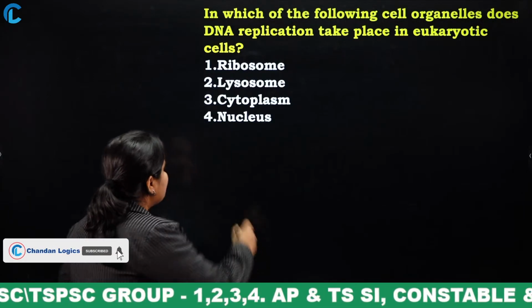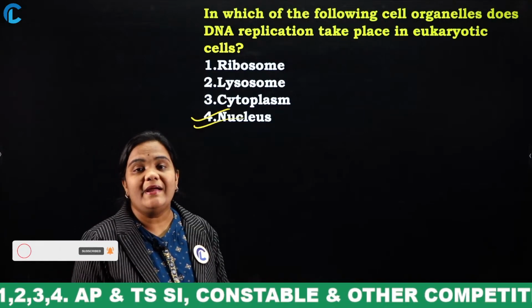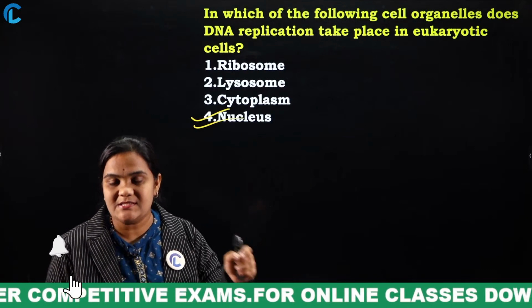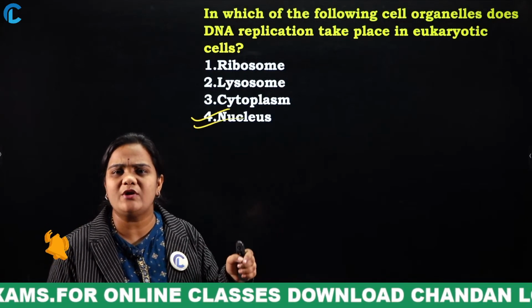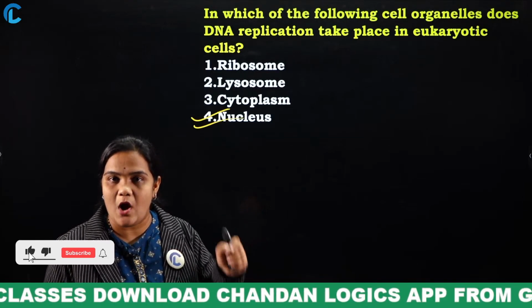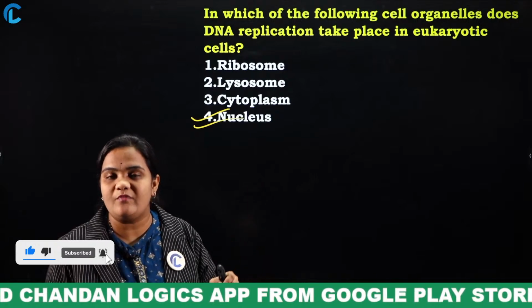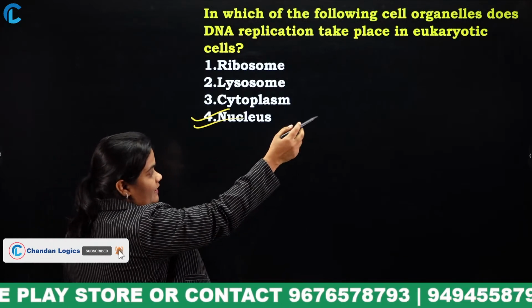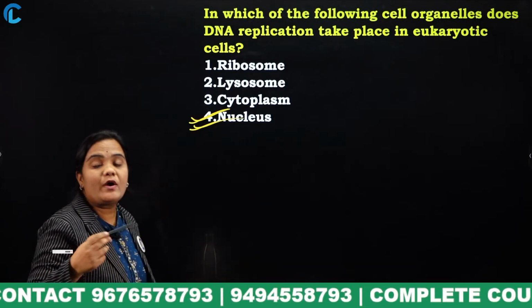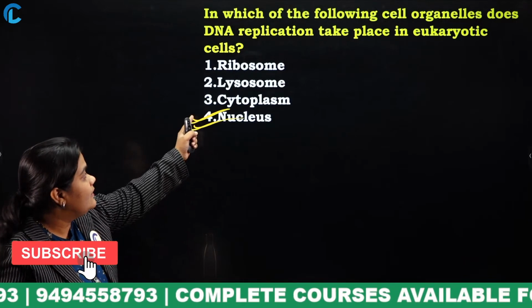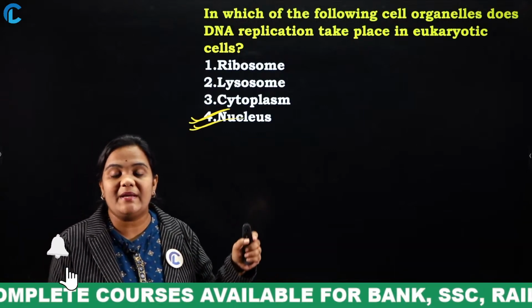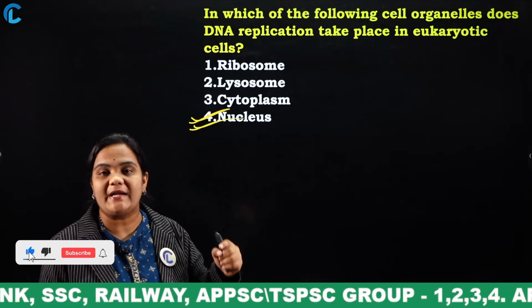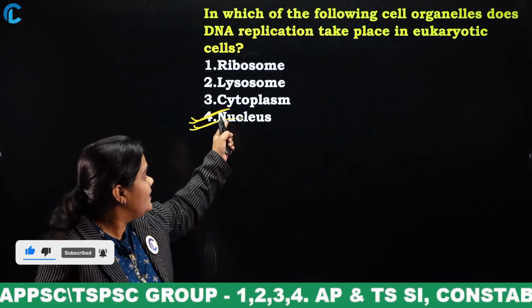The correct answer is nucleus. In prokaryotic cells the nucleus is absent, whereas in eukaryotic cells the nucleus is present. What do you mean by DNA replication? The copy of the DNA profile. Copy of DNA, we call it DNA replication. Where does it occur in a eukaryotic cell? In the nucleus. In a prokaryotic cell, where does it occur? In the cytoplasm. Clear? DNA replication in a eukaryotic cell occurs in the nucleus. In a prokaryotic cell, DNA replication is seen in the cytoplasm.